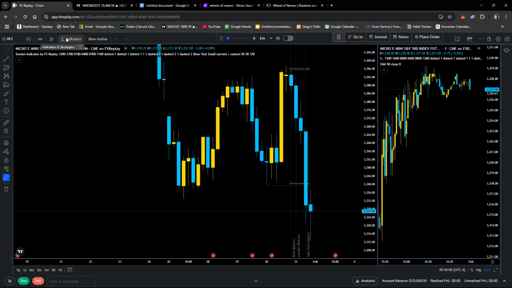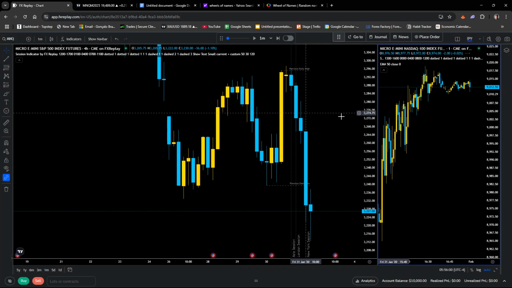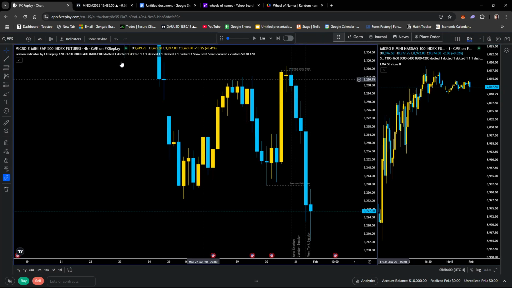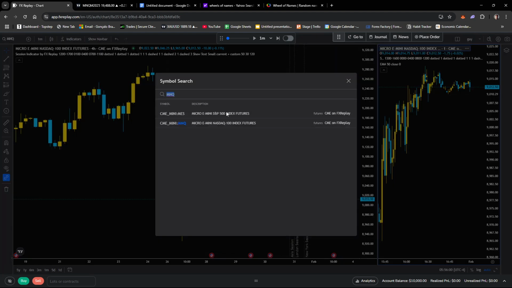Okay. So go to the top left. We want to make sure we've selected NQ. This is what we enter. Okay, that's the wrong one. I want NQ to be on my left. I want ES to be on my right.